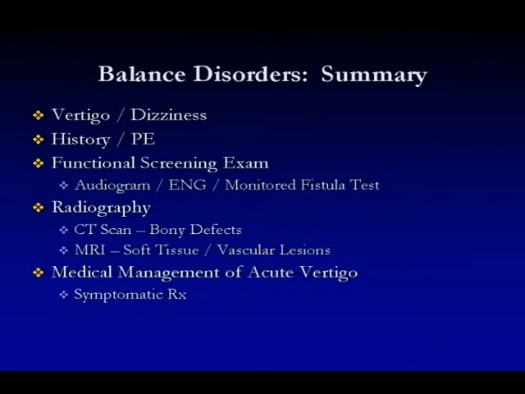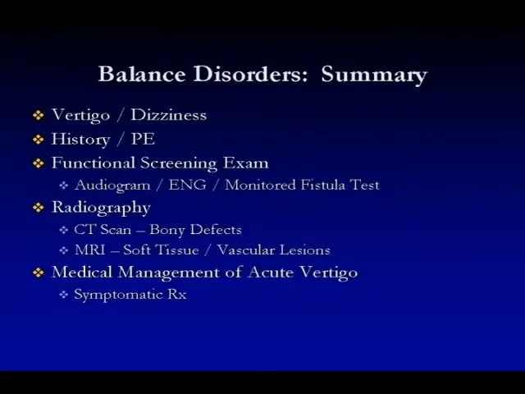As a summary, we do want you to understand the difference between vertigo and dizziness. Vertigo is the true sensation of spinning or falling or moving. Dizziness is unsteadiness. The major reason we're trying to find the difference is vertigo is almost always caused by inner ear disease from the labyrinth, whereas dizziness can be from the central nervous system, the proprioceptive system, as well as the inner ear. The functional screening exams are really pretty straightforward.